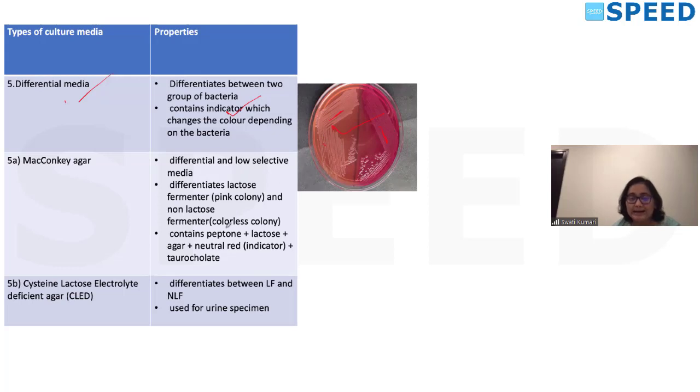Your MacConkey agar has peptone, it has lactose, it has indicator which is neutral red, okay? And it has taurocholate. So this neutral red is the indicator in your MacConkey agar, okay? Apart from MacConkey agar, another differential media which we use is CLED media, cysteine lactose electrolyte deficient media. That also differentiates between LF and NLF and we use it for urine specimen.